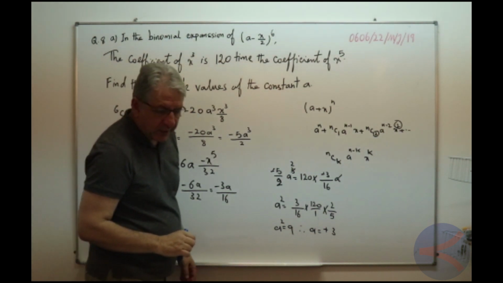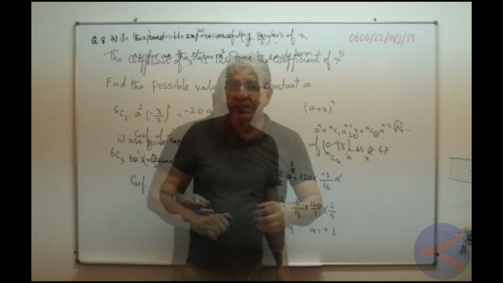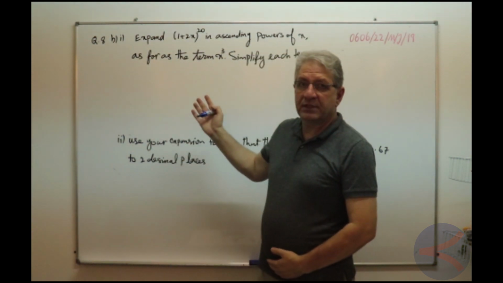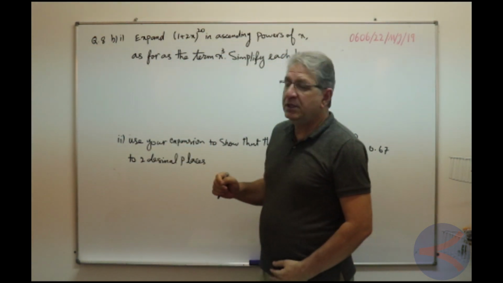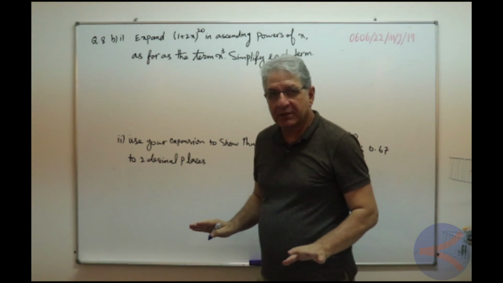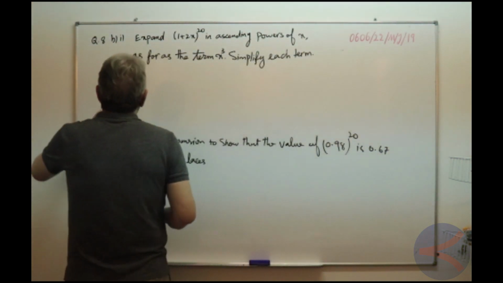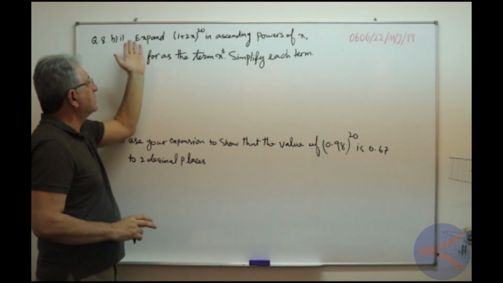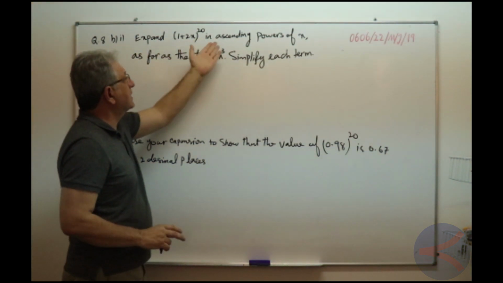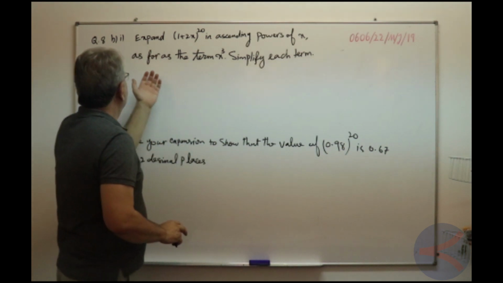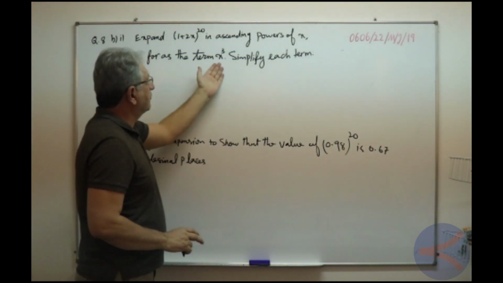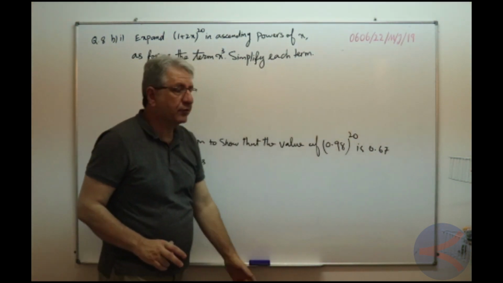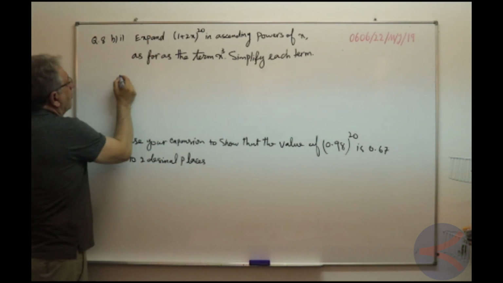Now we go for the second part of this question, part B of question 8. Part B is not related to part A at all, but it has two sections. The first section says to expand this in ascending powers of x as far as the term x to the power of 3, simplifying each term. Therefore, we have to expand it. Now we know how to expand this.